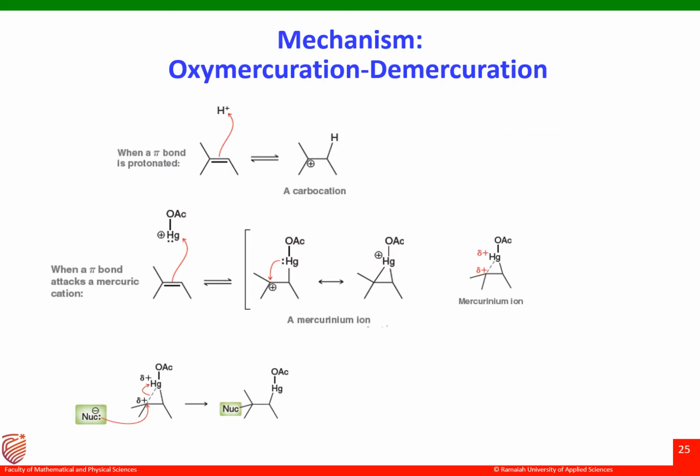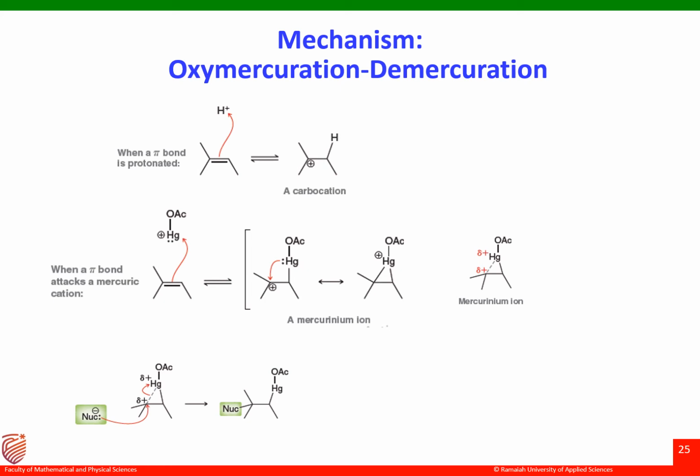Here is the mechanism. This is the first form, which I am indicating: when a simple pi bond is protonated, the carbocation is obtained in this way. Whereas in the case of oxymercuration-demercuration, when mercuric acetate is the electrophile, which is a strong electrophile, the pi bond will attack this mercuric cation, leading to the formation of a mercurinium ion, which is going to acquire a three-membered bridge intermediate, which we call the mercurinium ion.